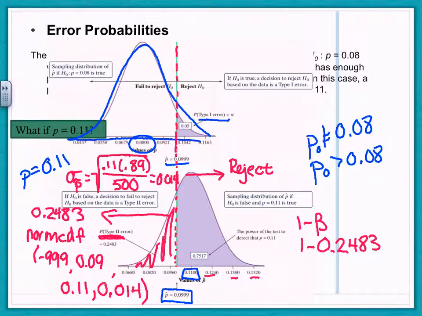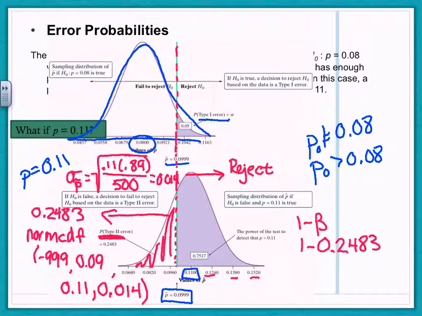Now, the power of the test, you don't ever have to find. You don't ever have to calculate the probability of a type 2 error either. The power of the test would just be told to you, but you do have to know how to correctly interpret the power of the test. So again, the power is correctly rejecting a false null hypothesis, okay?